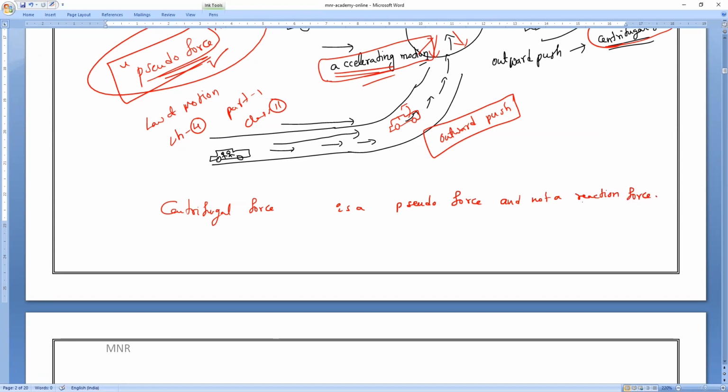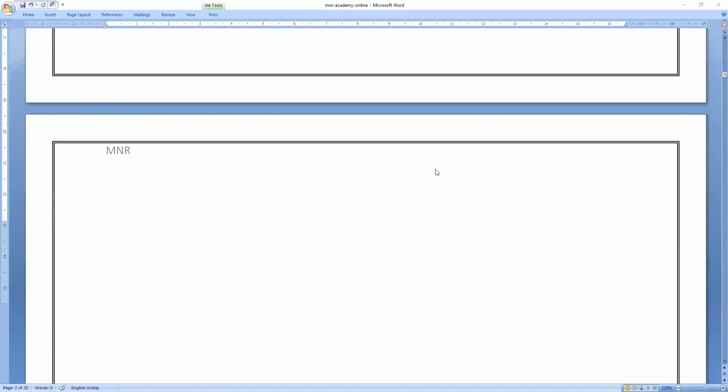Sir, why? What is the meaning of this? Let us discuss. I think you are all already experienced in daily life with Newton's third law: action is equal to reaction. There is an equal and opposite reaction. Suppose I hit somebody, the same force I exerted will be exerted on my hand also. Newton's third law: action equals equal and opposite reaction.